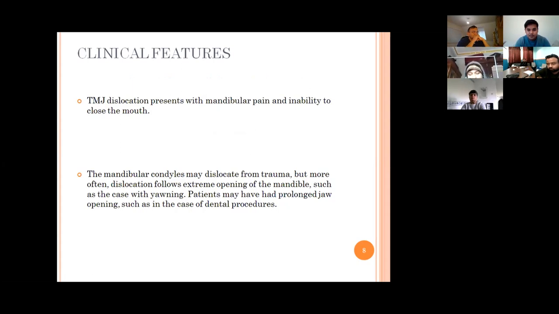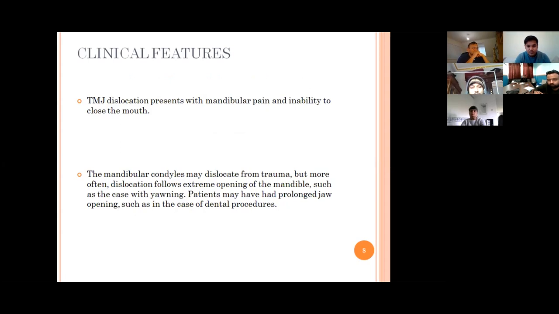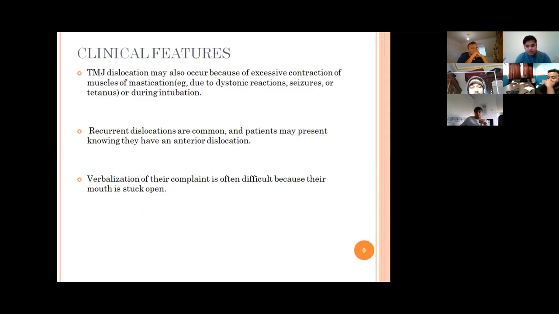So how may a patient with TMJ dislocation present in the ED? TMJ dislocation presents with mandibular pain and inability to close the mouth. This may result from trauma, but more often it occurs from extreme opening of the mandible, like in yawning, or when there is a history of prolonged jaw opening, like in dental procedures.